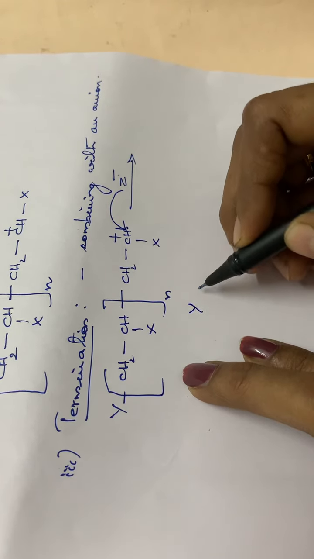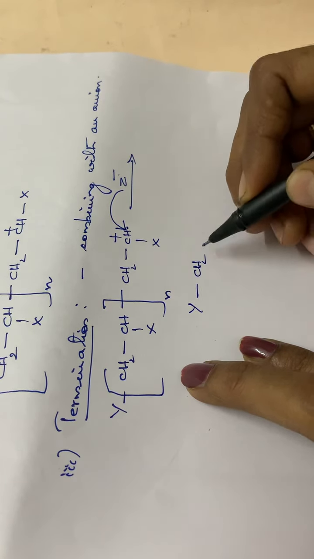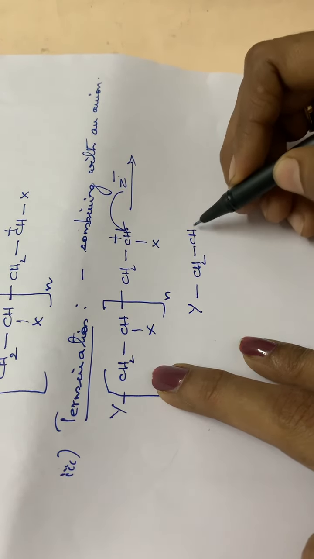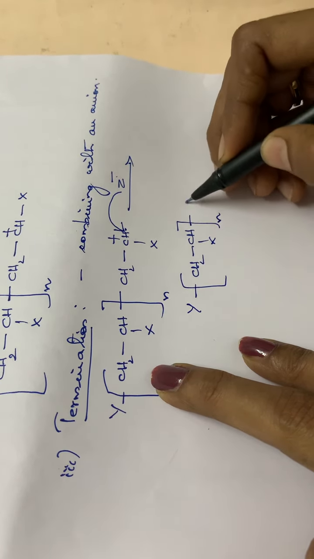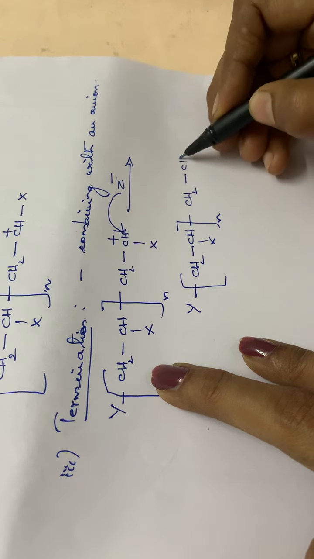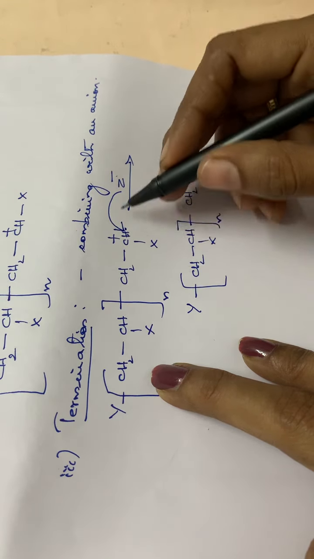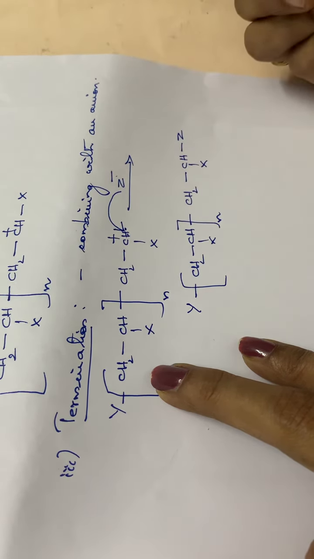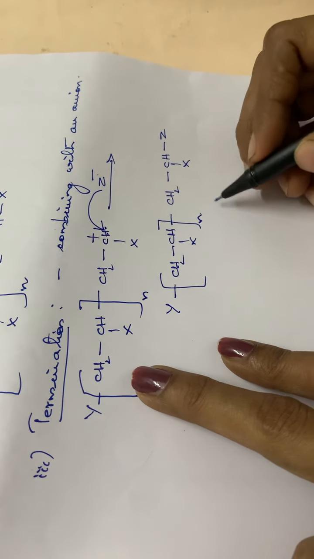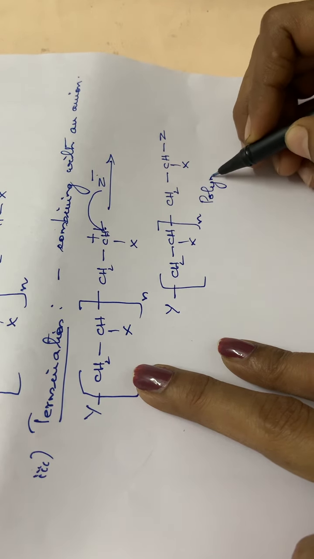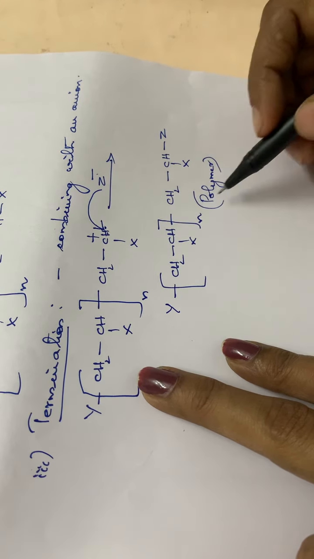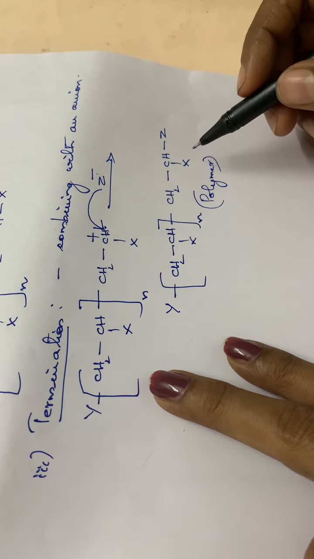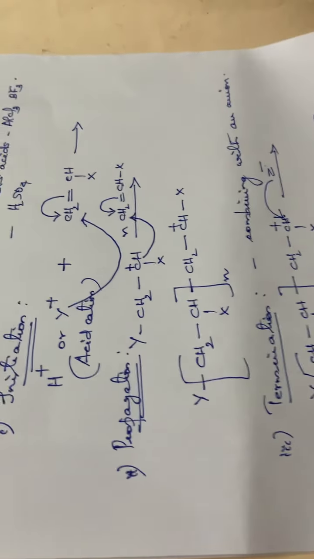The product will be Y CH2 CHX n times, single bond CH2 CHX Z. So this is the polymer. Here the chain growth is stopped, or this is a dead polymer, so further this reaction is not going on. These are the three steps involved in the cationic mechanism.